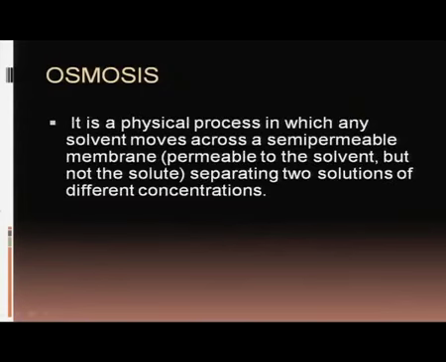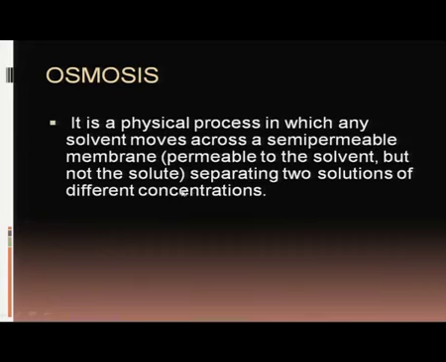So, moving on, talking about osmosis, it is a physical process in which any solvent moves across a semi-permeable membrane. The membrane of course is permeable to the solvent, but not to the solute, separating two solutions of different concentrations. What will happen if the membrane is permeable to the solute also? Then osmosis will not take place.